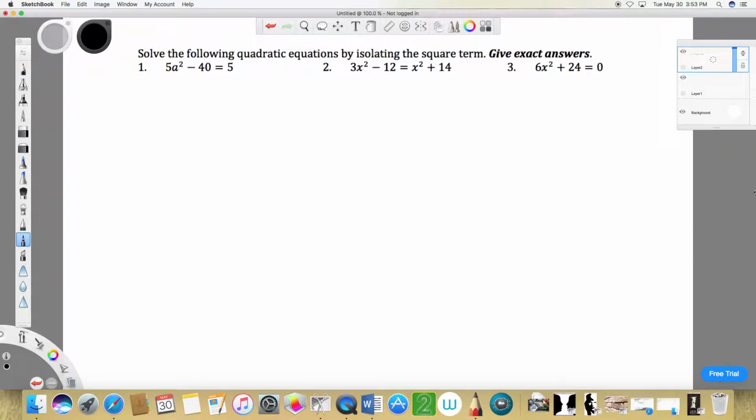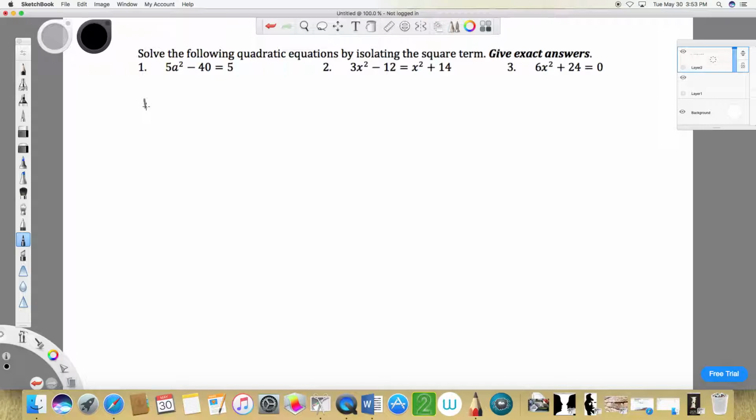Let's take a look at these three problems. They are quadratic equations, and they're asking us to solve these. If you look closely at each equation, you'll see that there's no x to the first term. There's no linear term on this. So by the directions, we can isolate the squared term and use the square root property. So let's go through these.